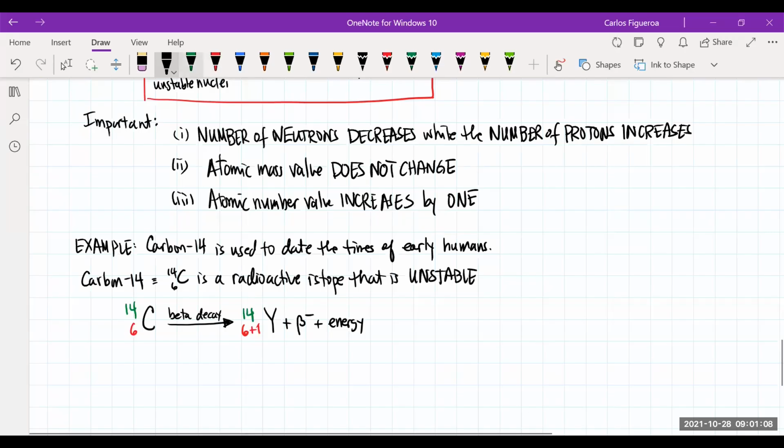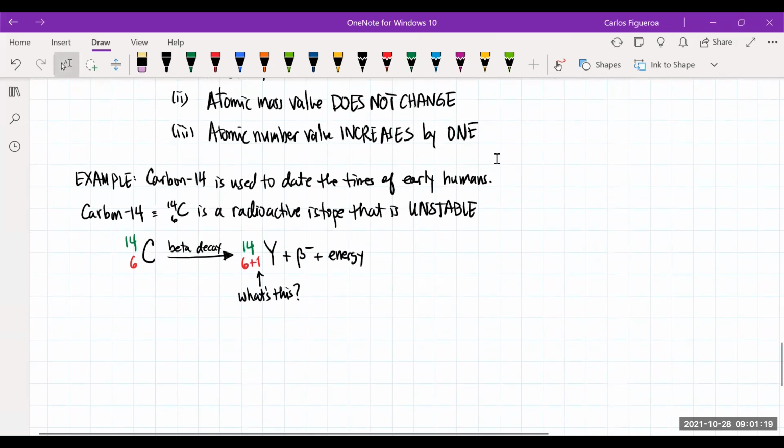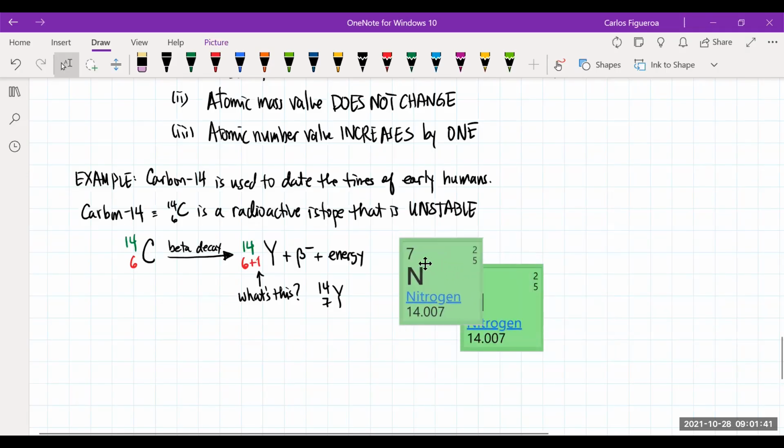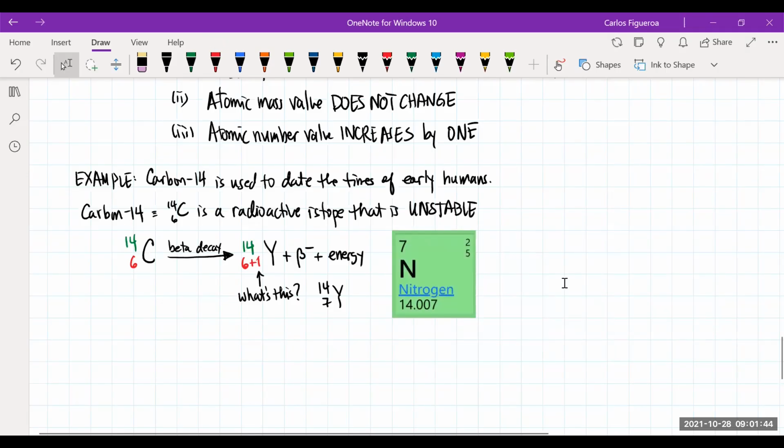So then the question is, what's this? So then we look at the periodic table. So that means when I look at this, I have 14, 7. So then I look at the periodic table, I'm looking for atom number 7. So if you look on the periodic table and you find it, here we go. It turns out to be nitrogen. Okay, it turns out to be nitrogen.